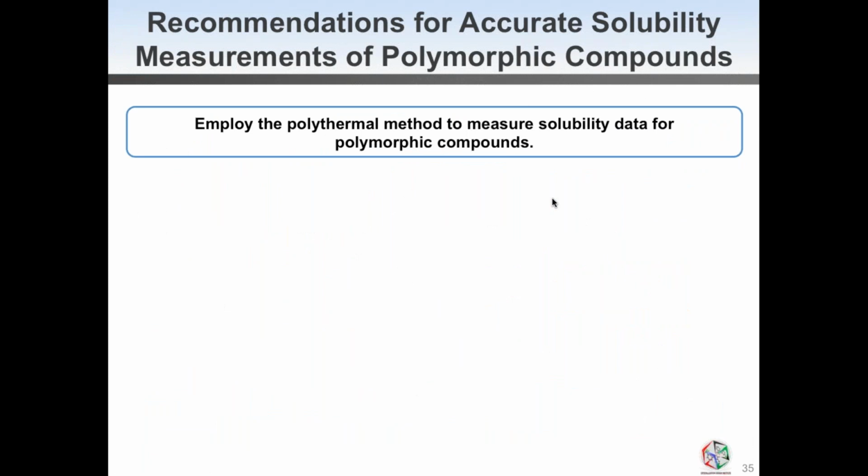We were hopefully able to convince you that in order to measure accurately the solubility of a polymorphic compound, which is not an easy task, we definitely recommend employing a polythermal method over an isothermal method, simply because we might be able to outrun the phase transformation kinetics compared to the heating rate we are employing.